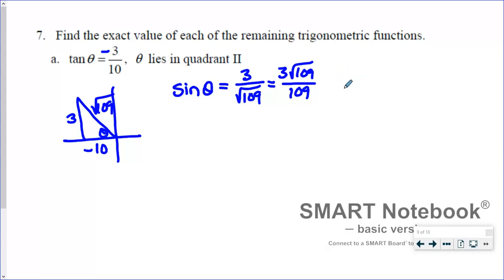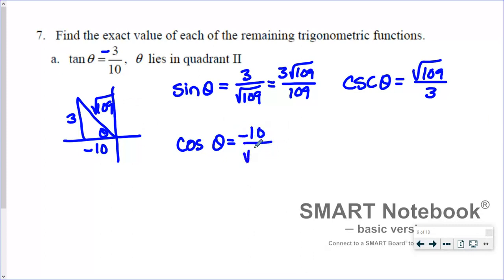All right, of course, for cosecant, I just flip that. It's much easier to flip your pre-rationalized fraction here, and you just get the square root of 109 over 3. All right, cosine of theta is equal to adjacent over hypotenuse. So negative 10 over root 109. Of course, rationalized, that's negative 10 root 109 over 109.